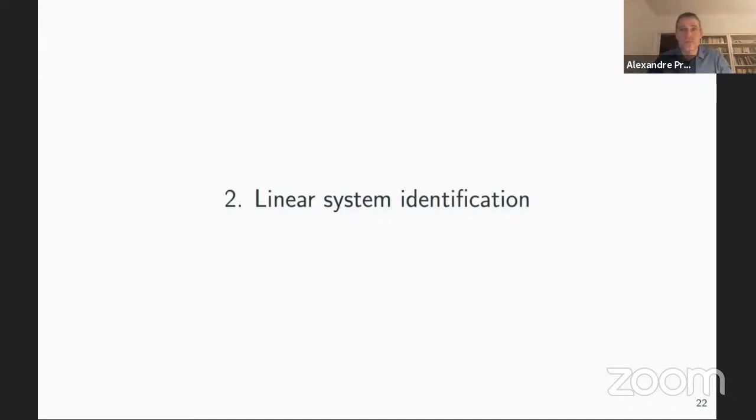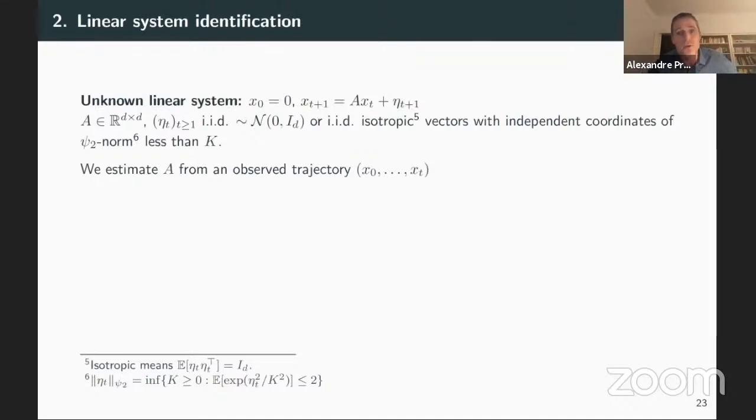I don't have much time now for the second part, although this might be the most interesting part. This is about the classical problem of linear system identification. So you have an unknown linear system: X_{t+1} is equal to A x_t plus noise, and you have IID noise. The noise can be Gaussian with identity covariance, or might be just isotropic with independent coordinates of bounded psi-2 norm. The goal is that we observe a trajectory of the system, x_0 to x_t, and we want to derive an estimator of A.